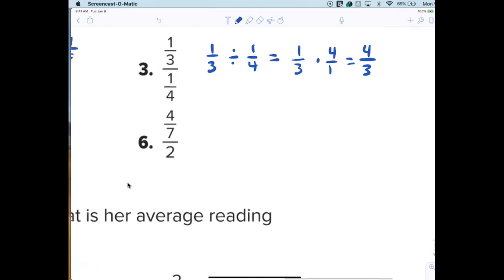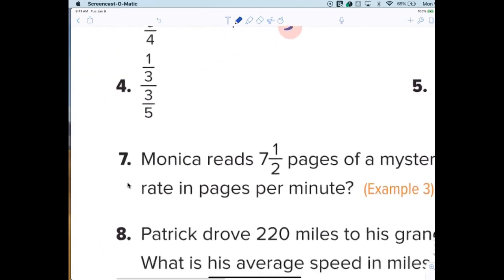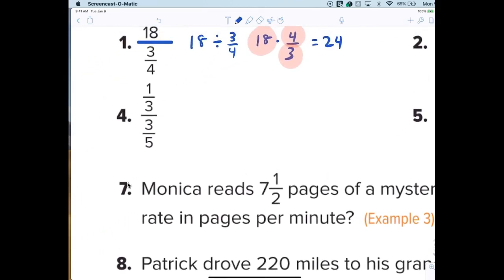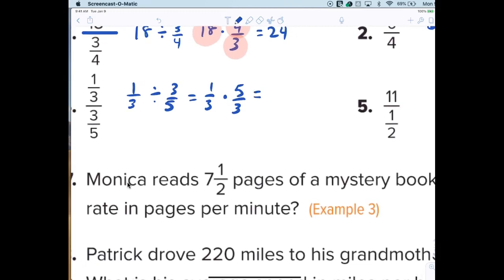All right, let's have Ryan tell me about number four. So what would that be? Okay, so now we can change that to what? Beautiful. Can anything reduce? No. So your answer is 5/9. Beautiful. That's it. 5/9.